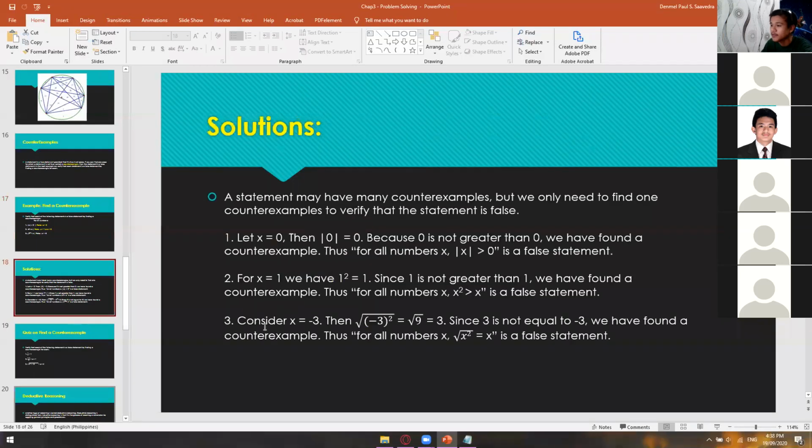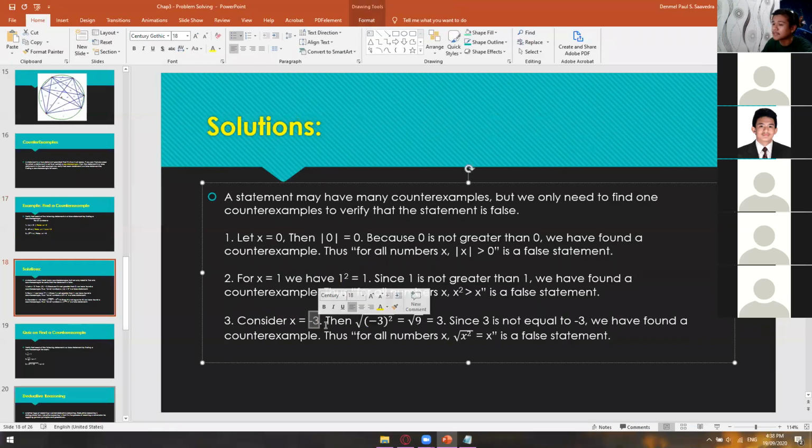Yan, tama. Then for number 3, negative 3 should be your x. Simplify first what's inside, which is negative 3 squared, which is 9, and the positive square root of 9 gives you an answer of 3. And since 3 is not equal to negative 3, we have found a counterexample. Thus, for all numbers x, the square root of x squared is equal to x is a false statement.